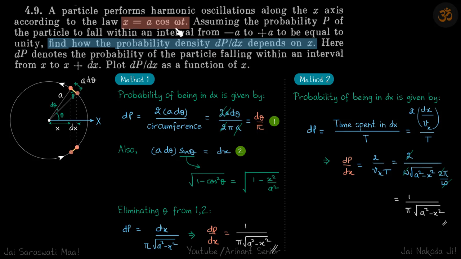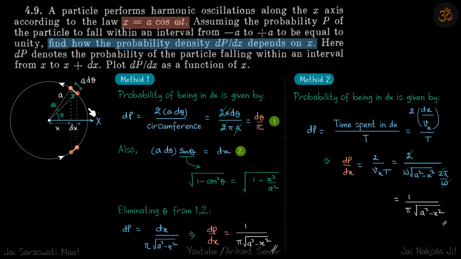We're given x is equal to a cos omega t. We need to find how the probability density dp by dx depends on x, where dp denotes the probability of the particle falling within an interval from x to x plus dx.